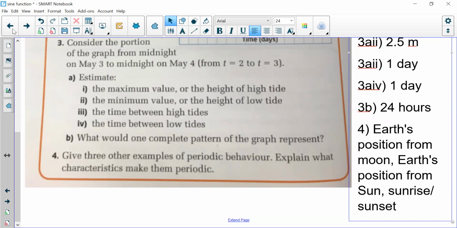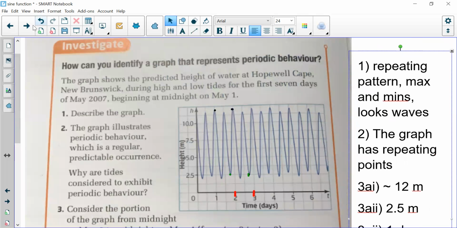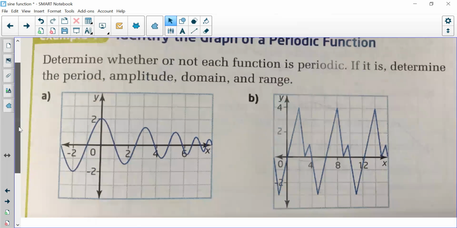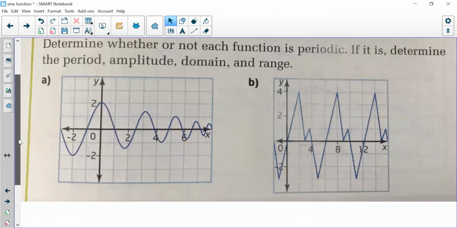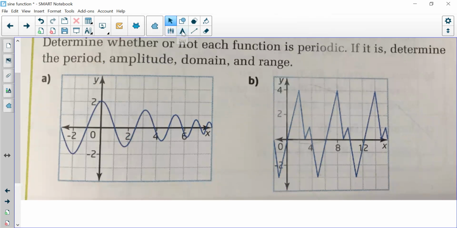Alrighty. So that was just basically looking at the graph there and the periodic behavior demonstrated by the tides. Number 2, identify the graph of a periodic function. All you're doing in this question is seeing, is it periodic or not? And if it is periodic, we're going to look at the period, the amplitude, and also the domain and range. We're pulling in some knowledge from our previous units. So what are you looking for to determine whether it's a periodic function? If the line is consistent. Tell me more about what you mean there, Makai.